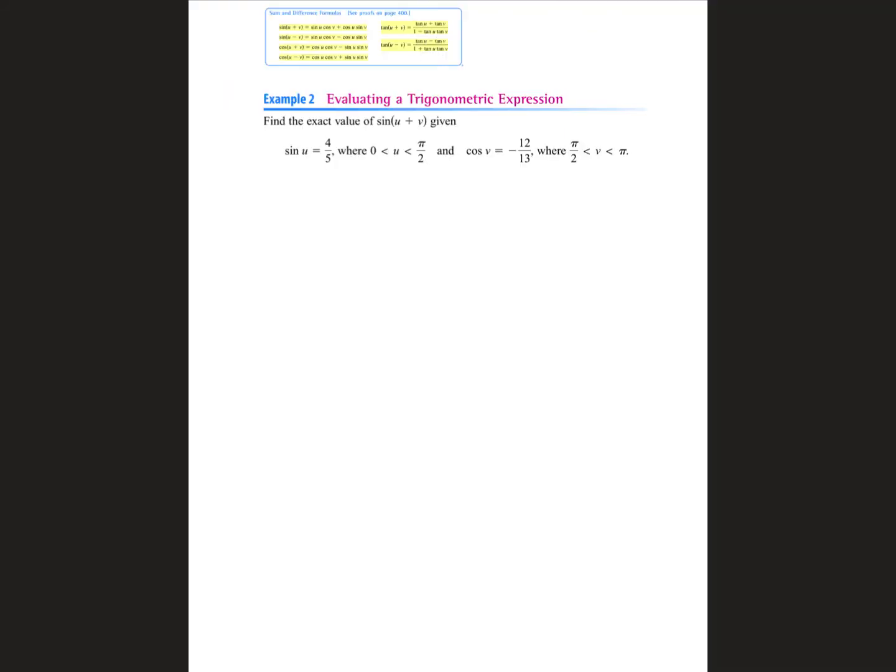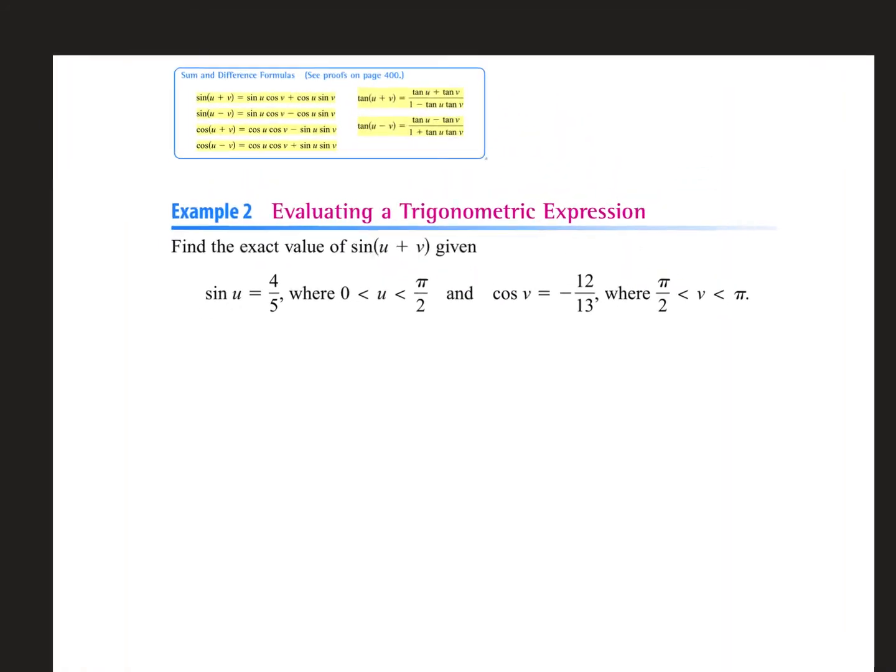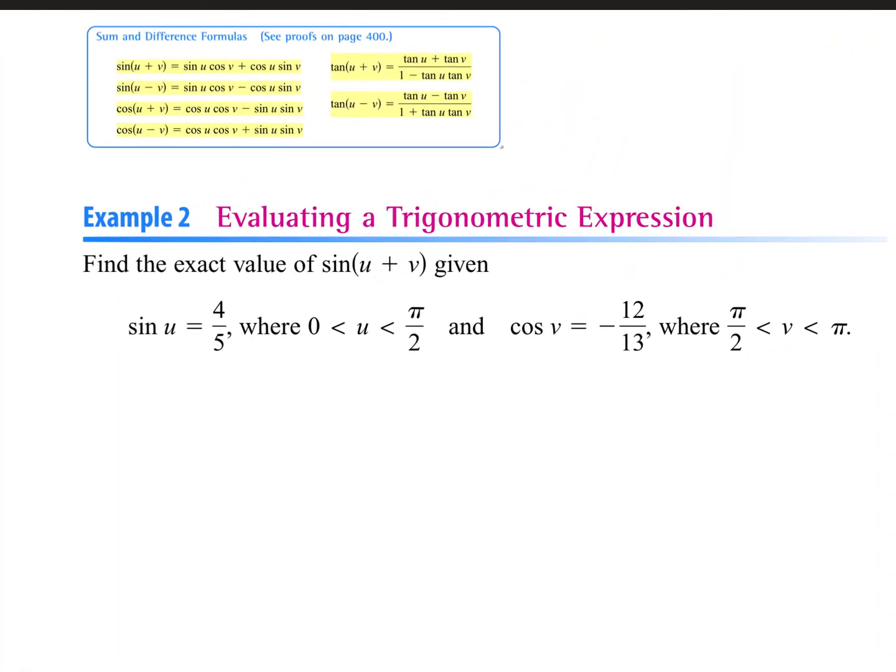But we're still using the same sum and difference formulas. We're just applying them a little bit differently here. So this question says, find the exact value of sine of u plus v. So I'm going to use my first formula here, sine of u plus v. It'll always tell you which one to use for these types of questions.